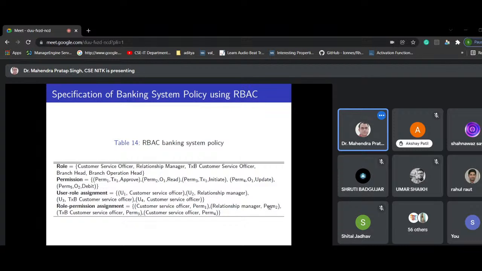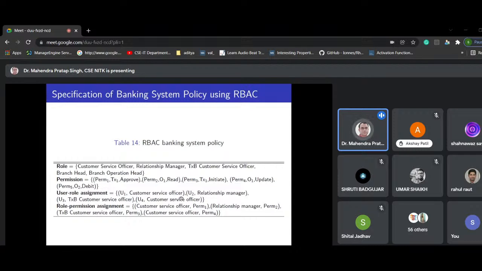Permission 2. This permission will enable the relationship manager to perform the read operation on the object O1, the customer record O1. Fine. So like that, you see, I have created the role permission assignment. And now I'm going to assign these roles to users. Let us assume that we have users U1, U2, U3, U4, and now we are assigning roles to users.